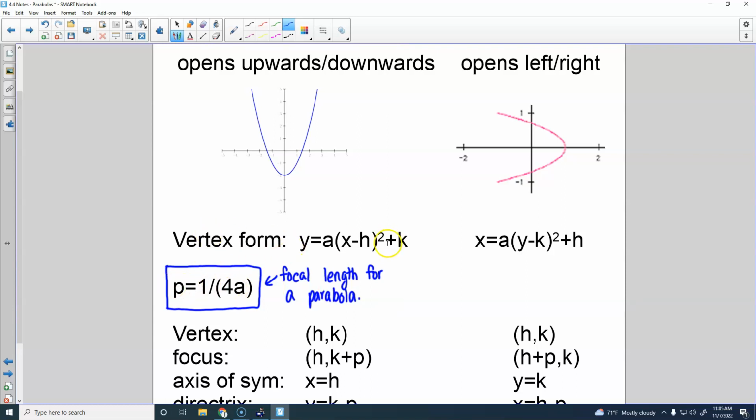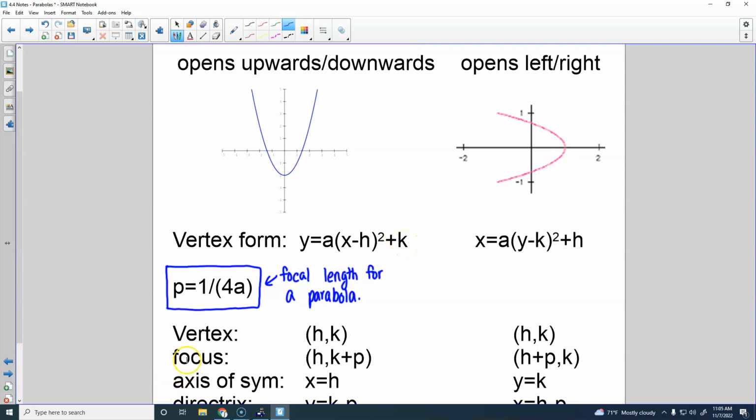For our vertex, we will just have the opposite of h, but the k is going to be the same sign, right? If you think about shifting quadratics, if we move something left or right, it goes opposite direction, so that is here, but this number out here that moves it up or down is the same direction, so we don't change the sign of this k.